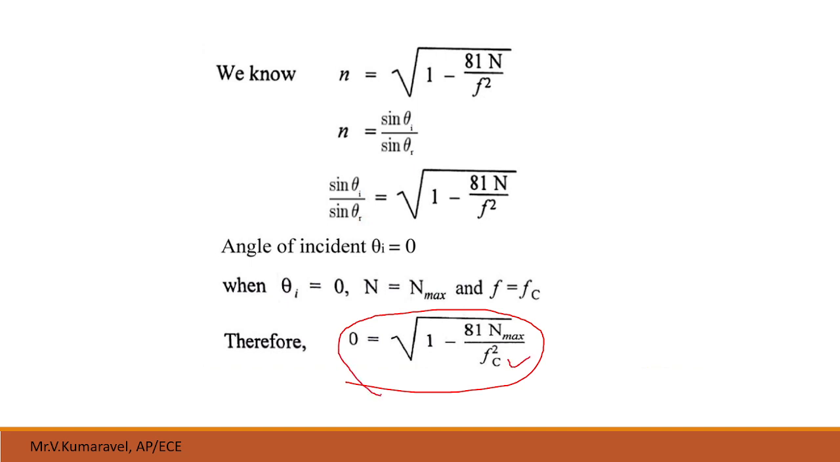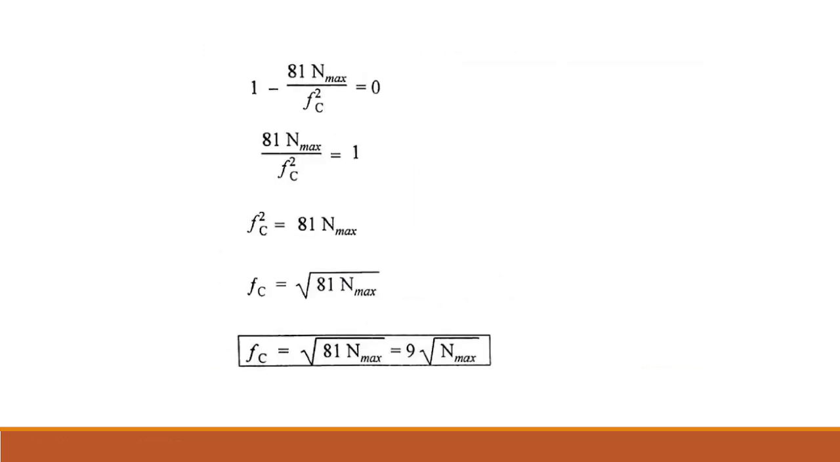So how can we do this? We can square both sides to eliminate the square root, then rearrange. Squaring both sides, we have 1 minus 81 N maximum divided by critical frequency square equal to 0. Now take this term to the right-hand side. Therefore, we will have 81 N maximum divided by critical frequency square, so critical frequency square equals 81 N maximum. Therefore, fc is equal to square root of 81 N maximum.